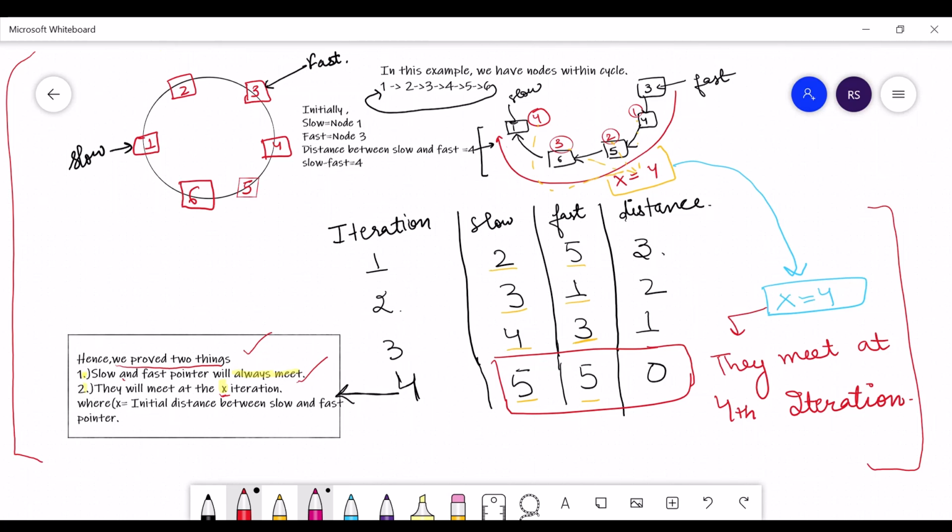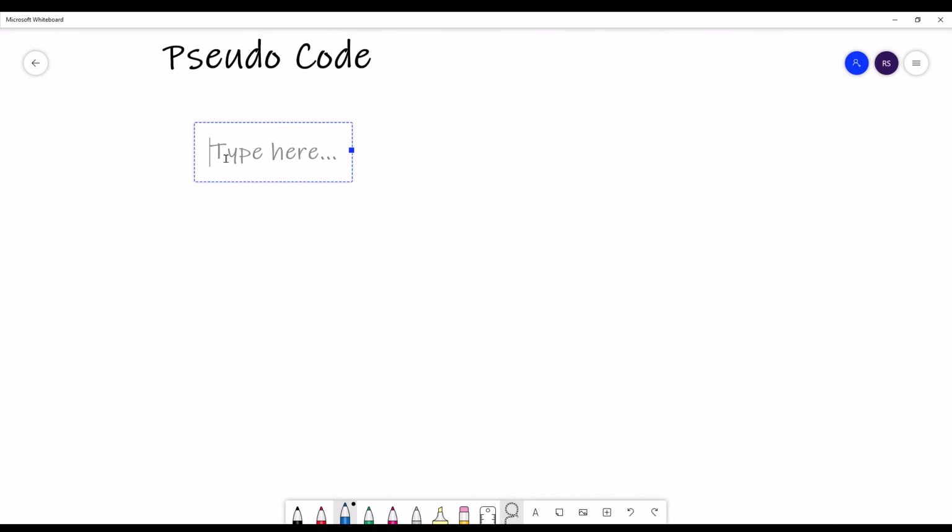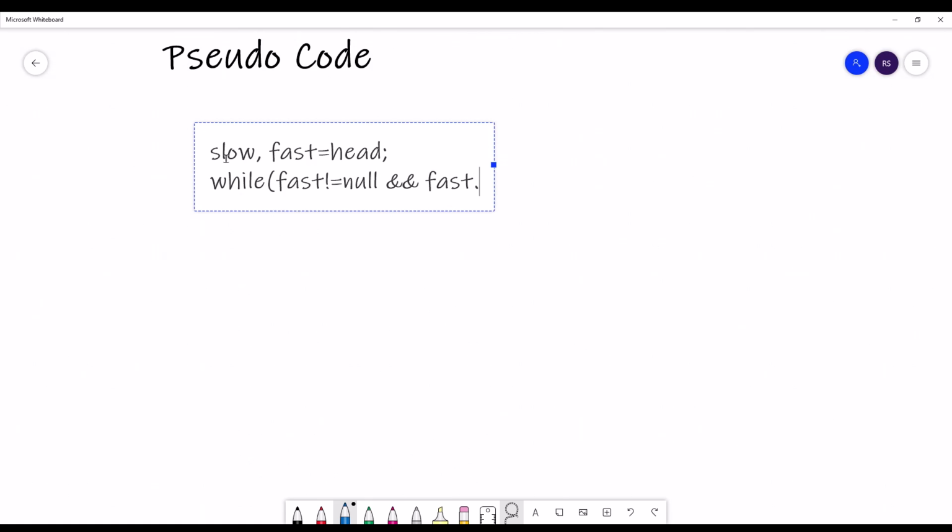Now it's time to jump to pseudocode. So the pseudocode would be very easy. We need to have two pointers, slow and fast pointer, pointing towards the head node. We know our exit condition: while fast is not equal to null. When we get fast is equal to null, then the length of the linked list would be even. And when fast.next is equal to null, it means the length of the linked list is odd and there is an exit position.